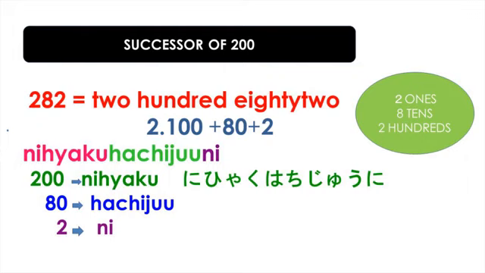Or by the splitting method, 2 into 100 plus 80 plus 2, that is also very simple. So 2 into 100 is Ni Hyaku, Ni for 2 and Hyaku for 100. For 80 the number will be Hachi Ju, and for 2 that will be Ni. So Ni Hyaku Hachi Ju Ni.